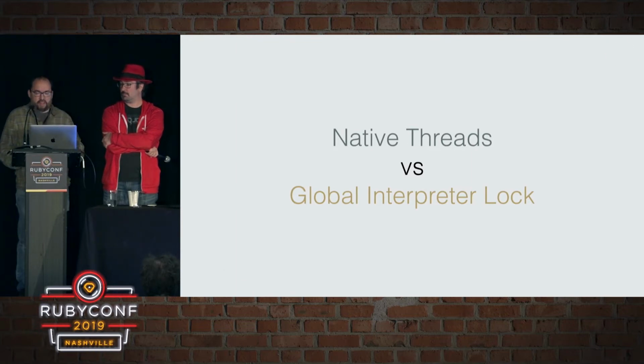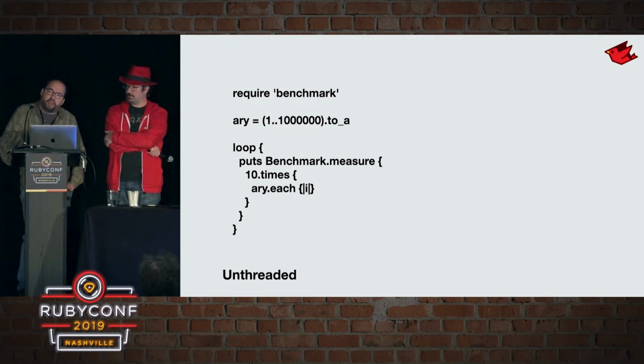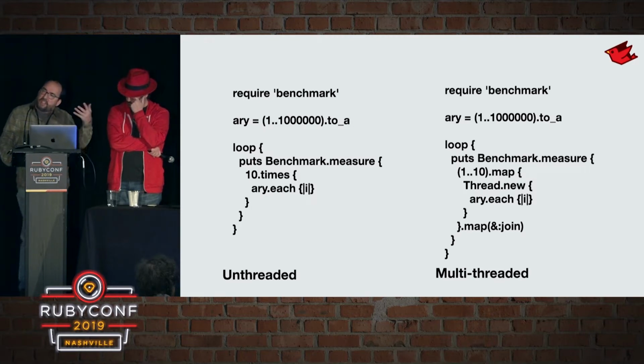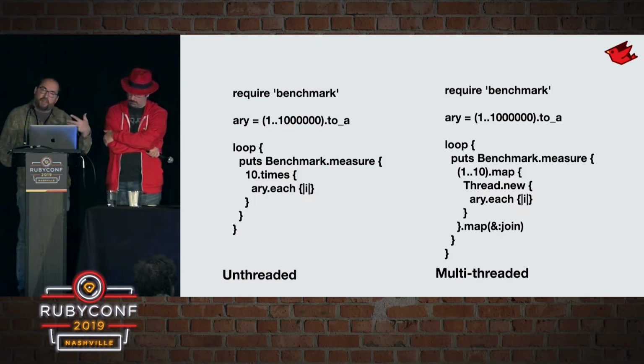Oh, I keep hitting the down arrow. So here is just a simple micro benchmark. We make a big array. 10 times we go and each through it. This is just with one thread. And then we have a second benchmark where all we do is for each of the 10 times we walk the array, we create a thread, and then we join on it to make sure all the threads finish.